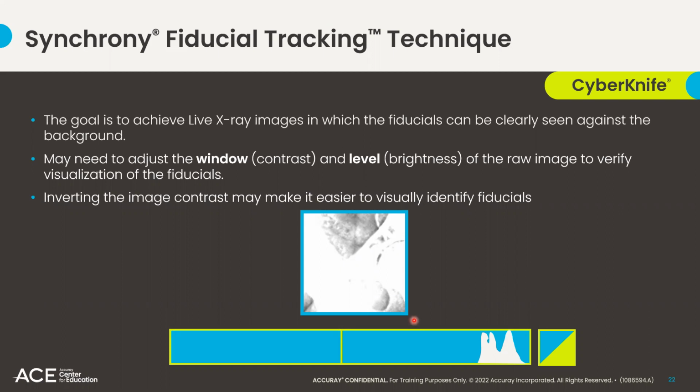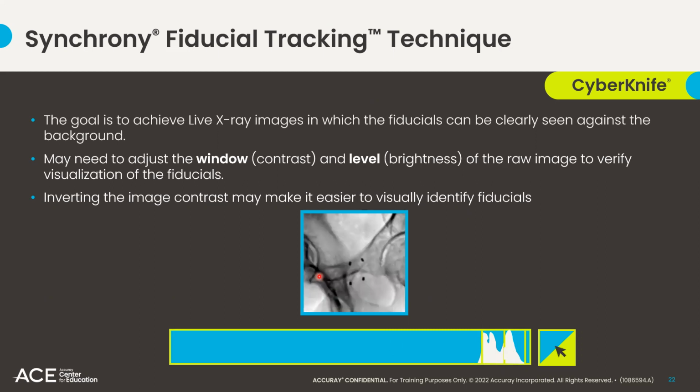So we'll start by moving the sides of the bar. This is going to start changing the contrast of our image by bringing in the sides of our histogram. This is giving us a better image. And then taking the middle part of the slider bar to adjust the level, or the brightness, of your image is going to further refine your image. Finally, inverting the image may make it easier for the therapist to visually identify the fiducials.